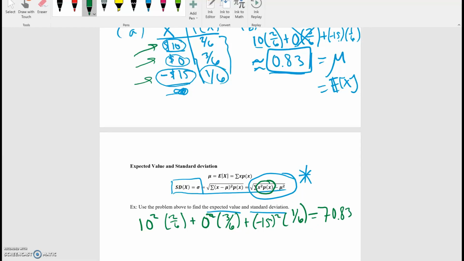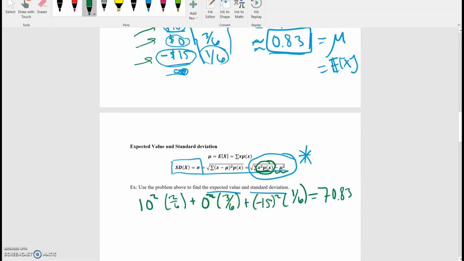Now, I'm not done yet, right? Because all I just did was this thing in green. Now, I've got to go ahead and subtract mu squared. So I'm going to take the 70.83 and subtract mu squared. Well, what's mu? Remember, mu was what we found before. I'm going to subtract 0.83 squared and put this into my calculator, and what I'm going to get is 70.14.